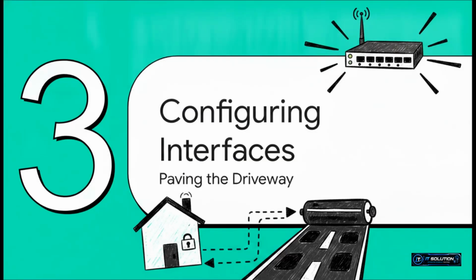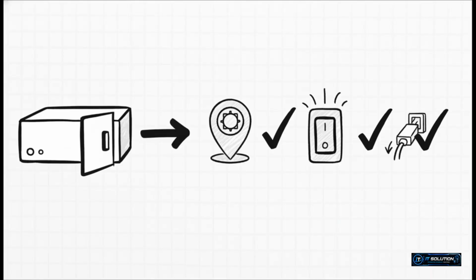Phase 3, configuring network interfaces. It's time to pave the driveway so traffic can actually enter and exit. Right now, our router is perfectly secure, but it's totally isolated. By default, all Cisco enterprise router interfaces are turned off. Their digital doors are closed tight. To make an interface operational, it has to meet 3 conditions. It needs an IP address and a subnet mask.